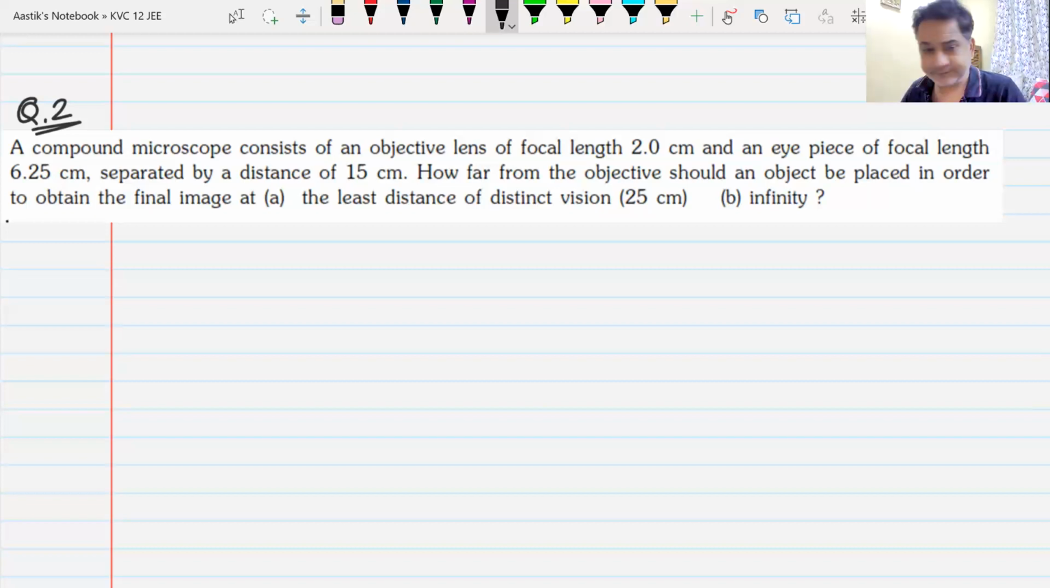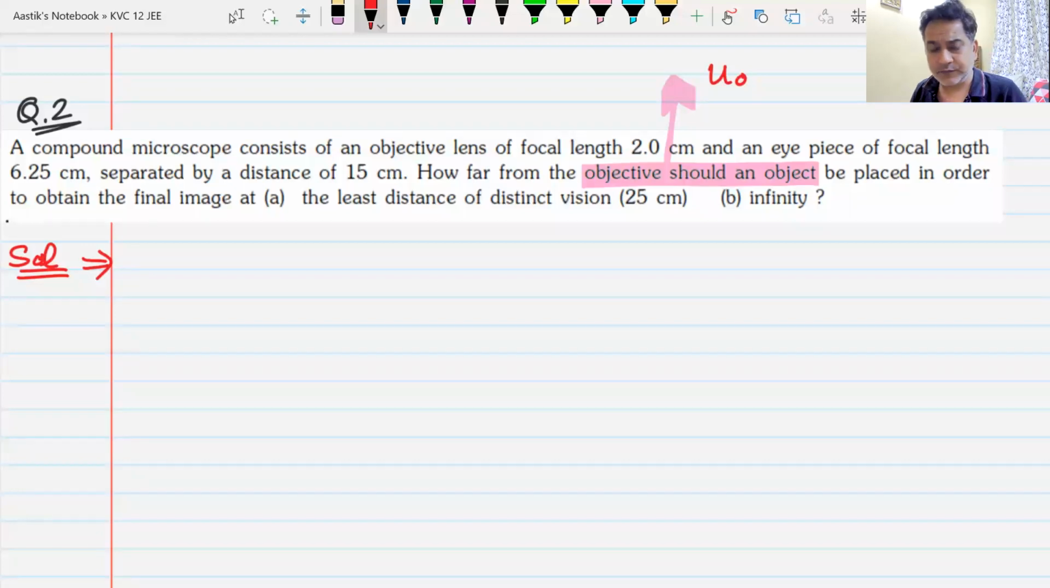Shall I do it for you? So, how far from the objective should the object be placed? What are they asking us to find out? They're asking us to find out the value of UO. Yes or no? Yes, sir.